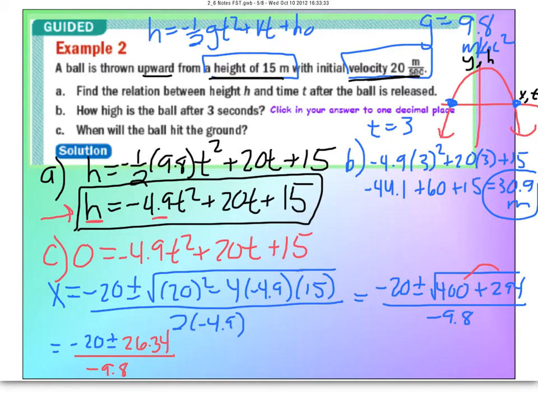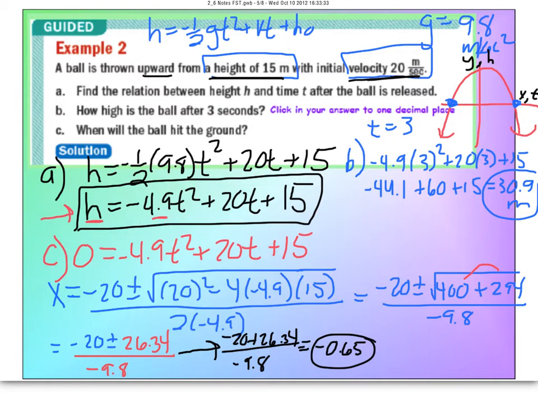Now let's break it into the two parts. Let's do the plus portion first. So if it was negative 20 plus 26.34 over negative 9.8, what we're going to end up getting is a negative 0.65. So for time, that actually doesn't make sense.